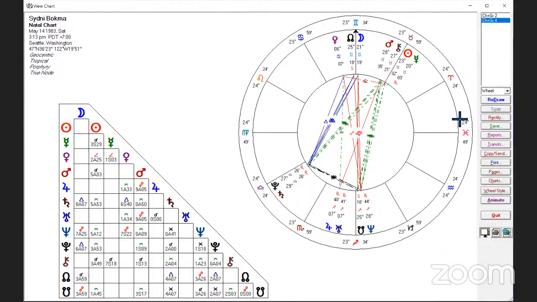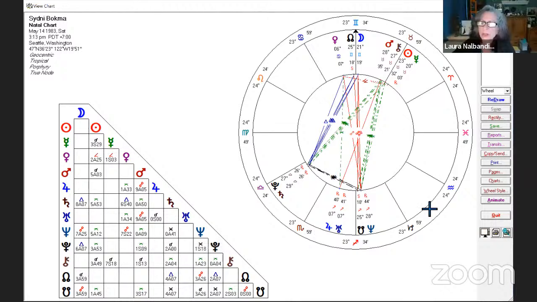At some point in our class structure, are we going to go over yods because they're wild? We are going to go over configurations such as yods, grand trines, grand squares, kites, and so on. We will have a class about that, yes.